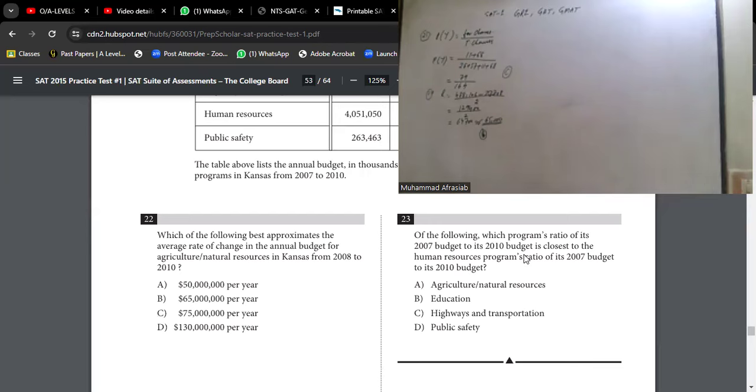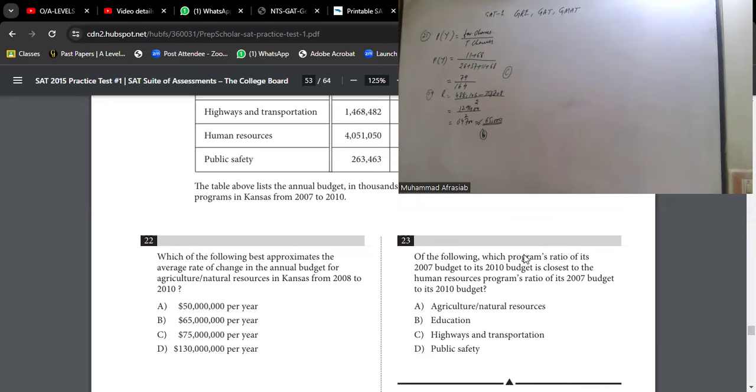Then question number 23. Which of the following programs has a ratio of its 2007 budget to its 2010 budget closest to the ratio for the human resources program from its 2007 budget to its 2010 budget? There are 4 options given to us. So we have to look at the closest option for the ratio between these. So we are going to find out the ratios of these 4.